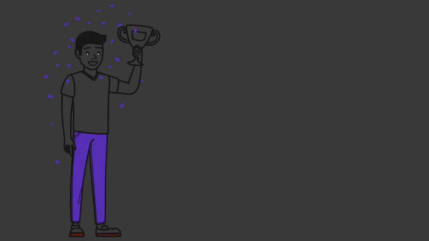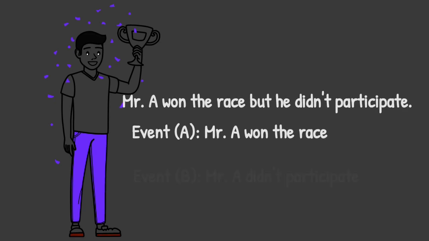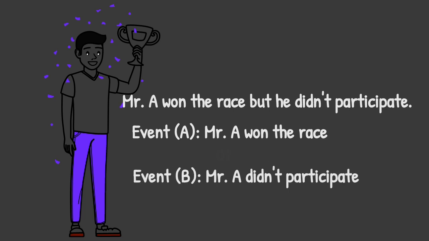An example is: Mr. A won the race, but he didn't participate. Now, the two events here are Mr. A won the race as event A, and event B, Mr. A didn't participate. This is impossible. The two events cannot happen at the same time. There's no way Mr. A would win a race he did not participate in. So the only way it could work is if Mr. A won the race or Mr. A didn't participate.